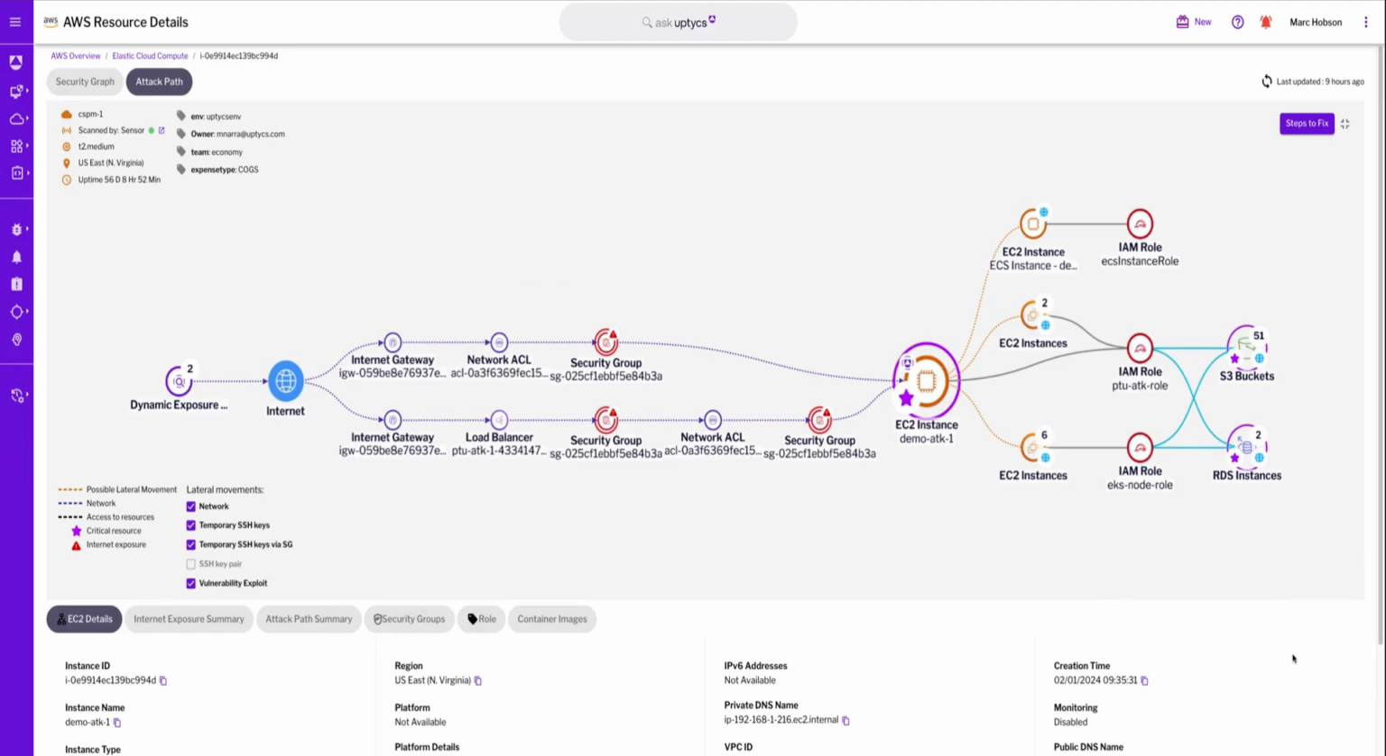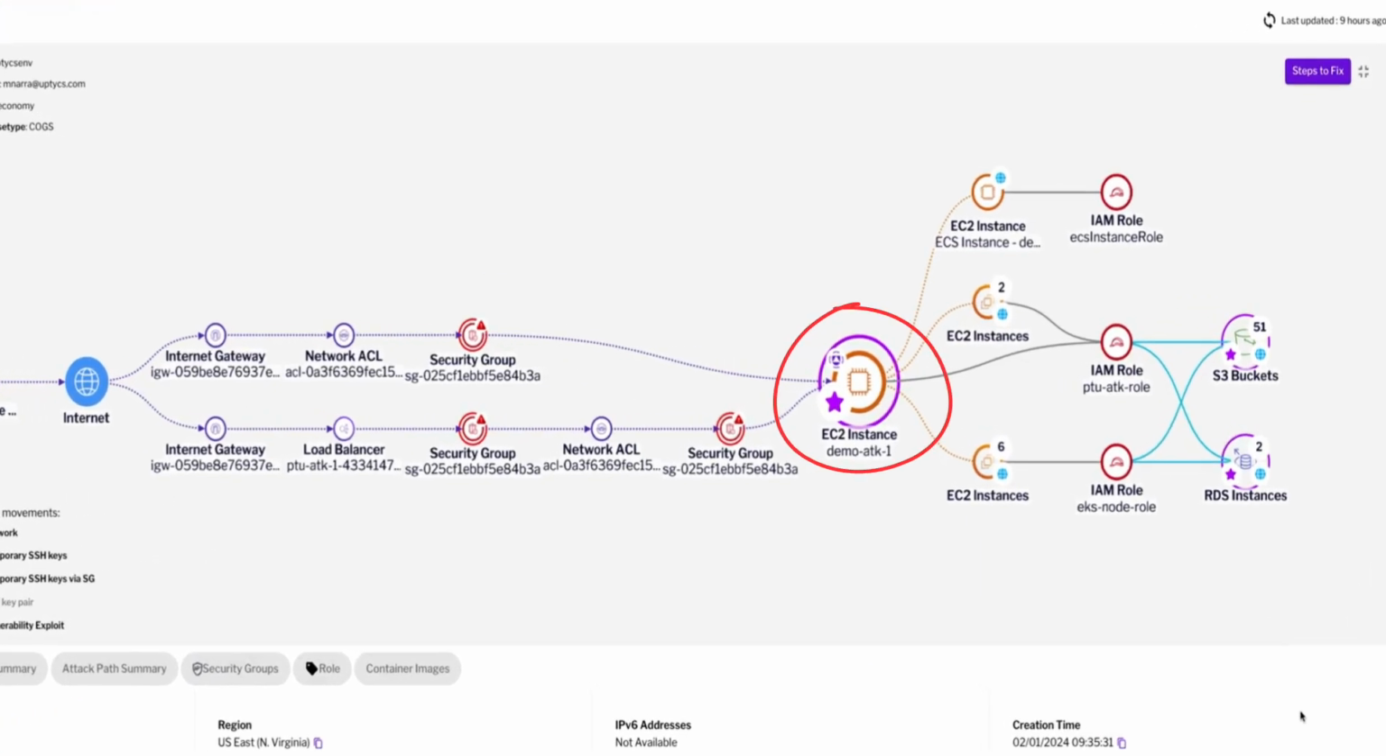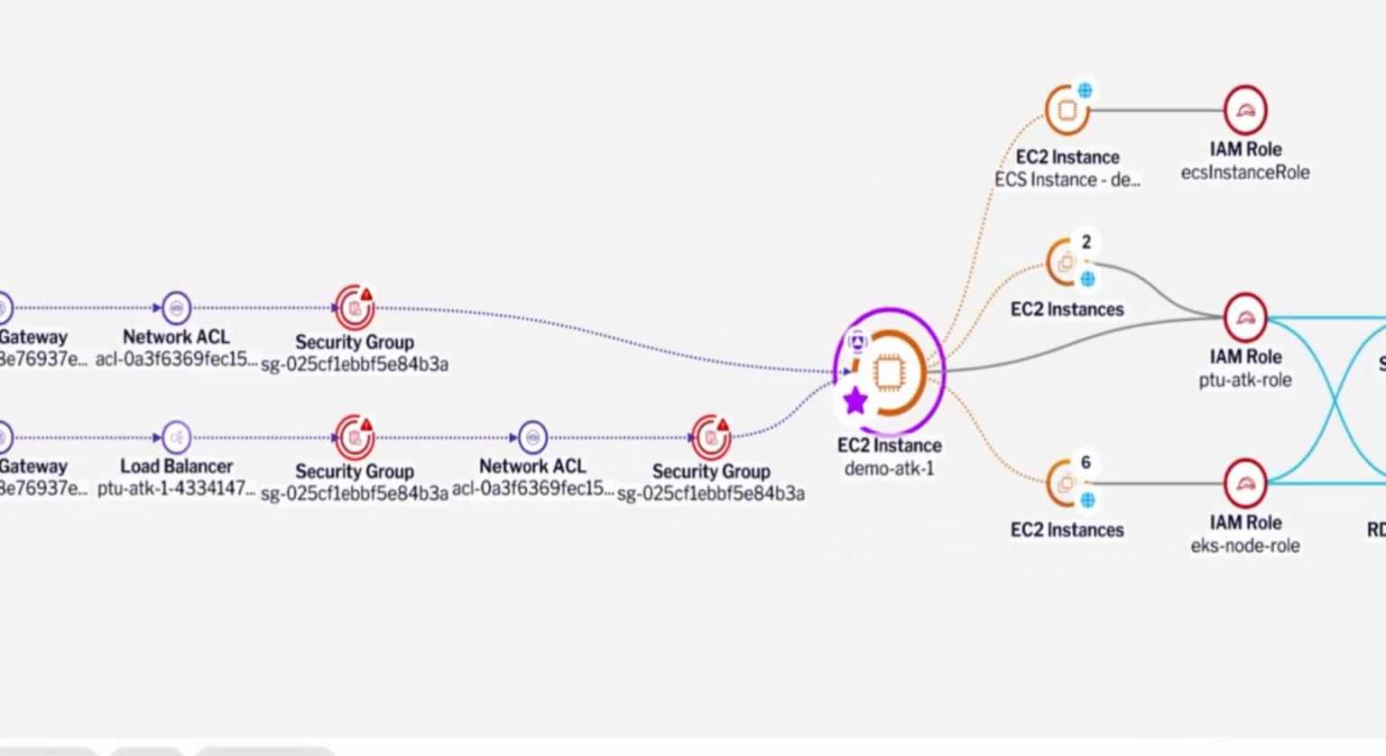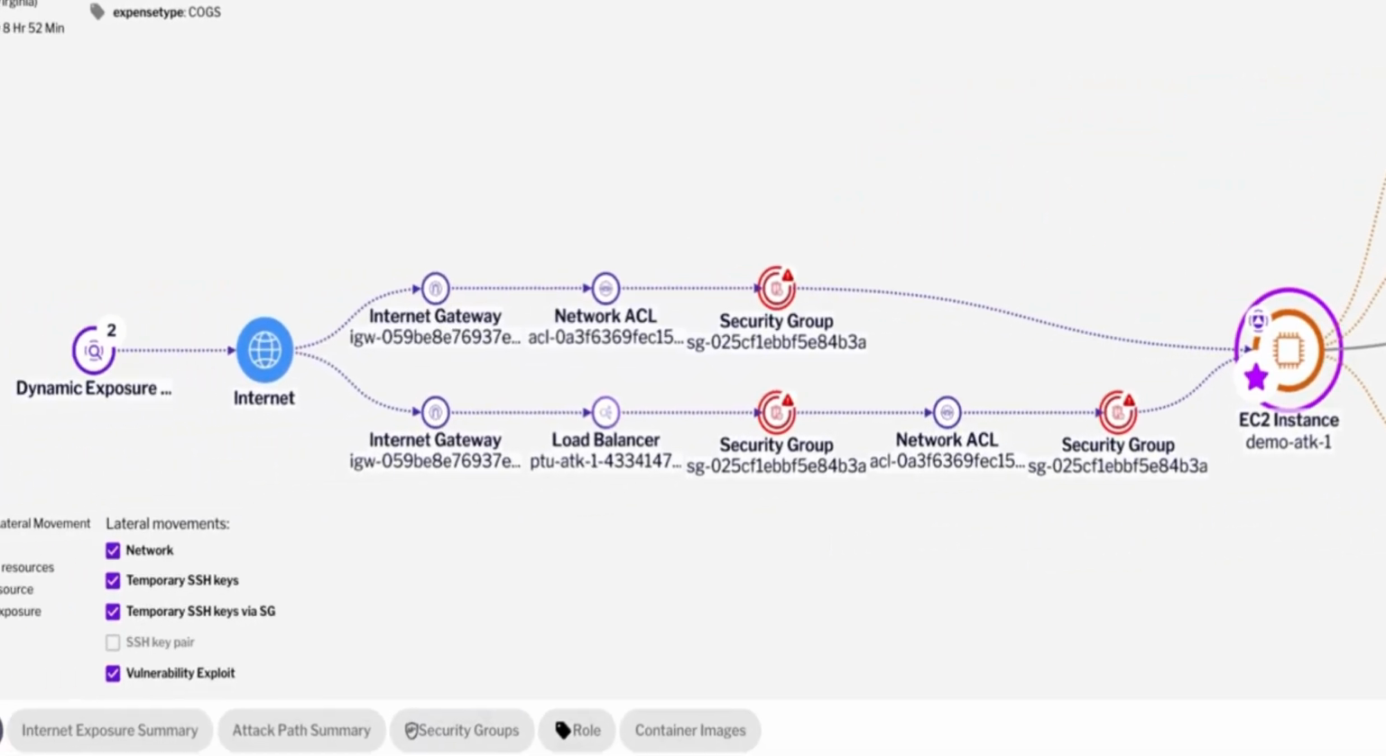First, you can see the centralized resource is marked with a star, showing that it is a critical resource. And to the left here, we see an internet exposure. This is how an attacker could compromise an EC2 instance through misconfigurations in these security resources and VPC resources. Here, we have dynamic exposure scanners that are actually trying to scan in through these network resources and find a path that is actually legitimate.